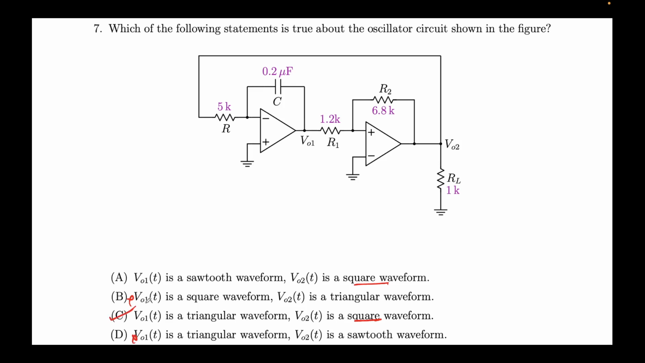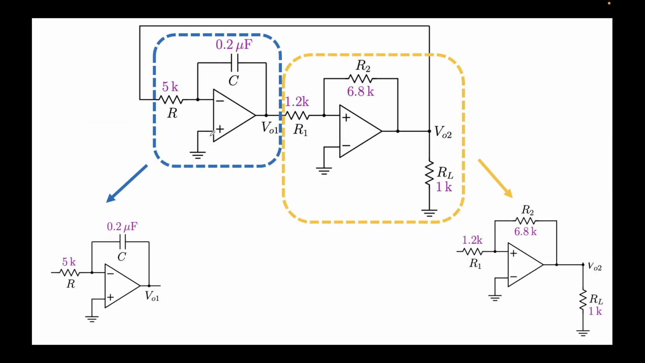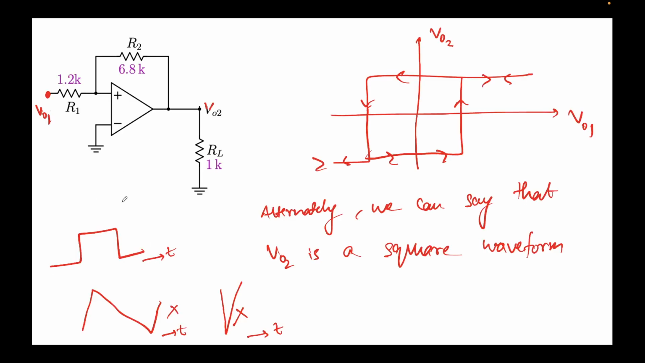The way we solved this problem was very straightforward, in the sense that we broke it into two problems, left and right. Right we know is a Schmitt trigger, left we know is an integrator. A Schmitt trigger, in this case especially, can only give two values, high or low, which is representative of a square waveform in the time domain. A triangular wave will have many values, and sawtooth will have many values. It's not the case here. So hence we concluded that this is a square wave.